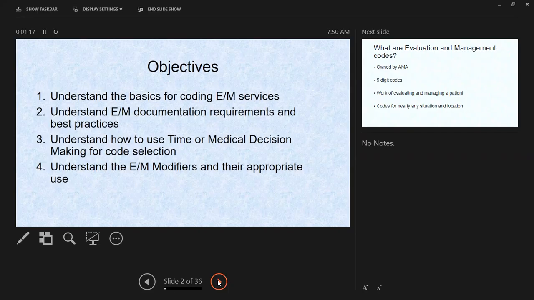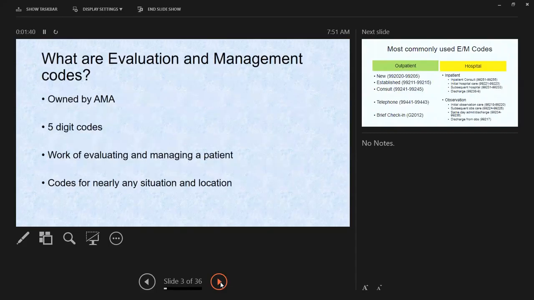When choosing a level, one chooses either time or medical decision-making. And then there's also modifiers. There are 3 evaluation management modifiers that can help dictate the payment for a service which may not otherwise be paid if the modifier was not added, and also the rules around it to know the appropriate use of these modifiers.